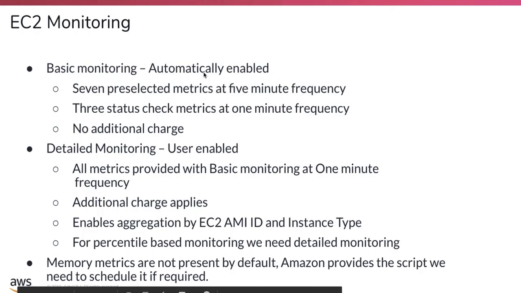We understood there were two kinds of monitoring: basic monitoring and detailed monitoring. Basic monitoring is automatically enabled, and we have some 7 pre-selected metrics which are available for every dimension or every namespace. There are three status check metrics that are available at 1 minute frequency.